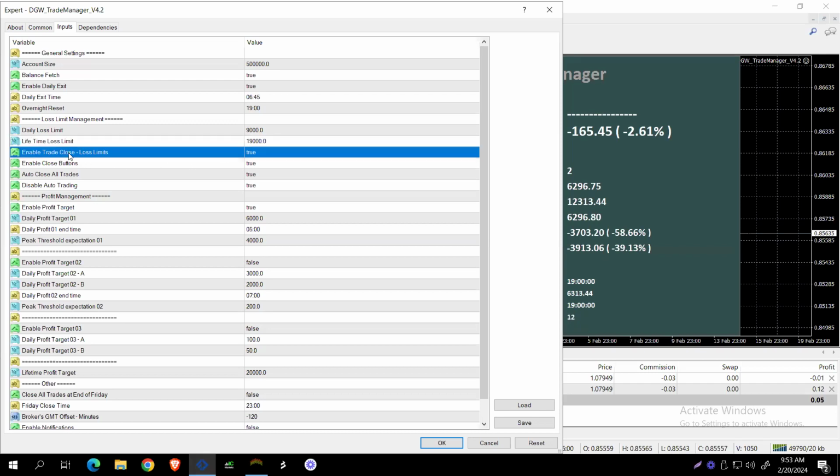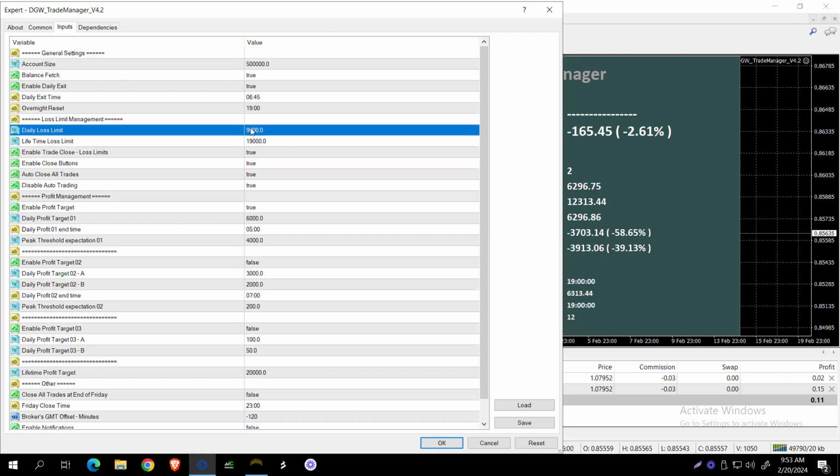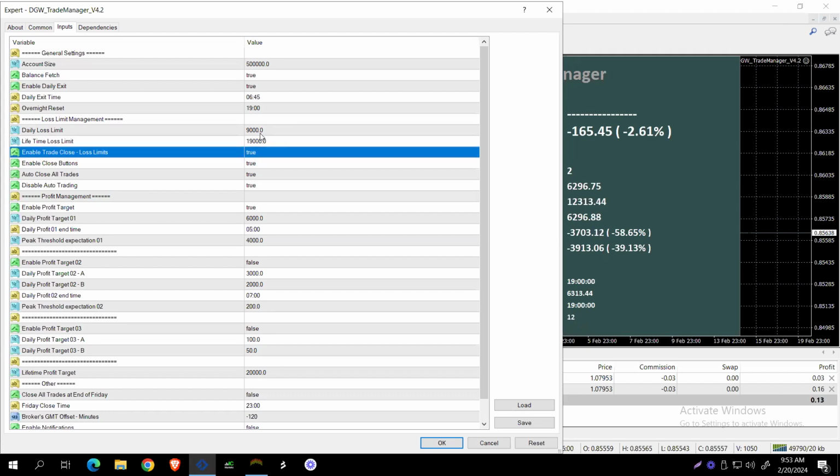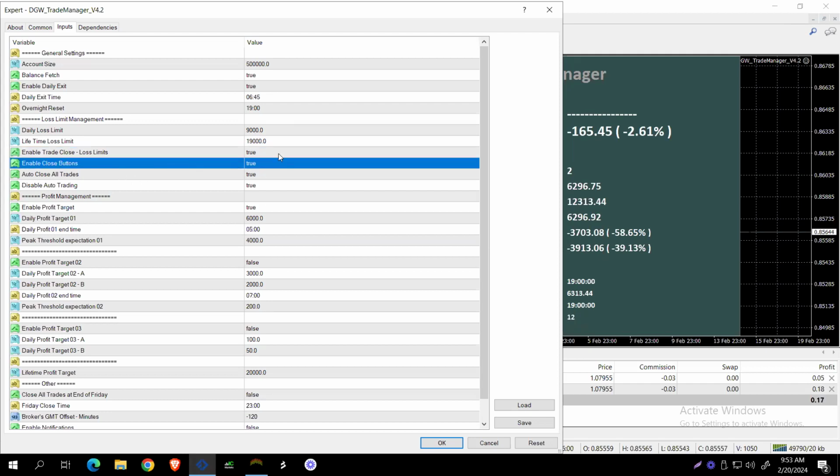Now, this enable trade close, if we set it to false, when this one is triggered, it will not close the trade. You get it? So we set it to true so that it will close those trades. Then enable close buttons, this is what it does.